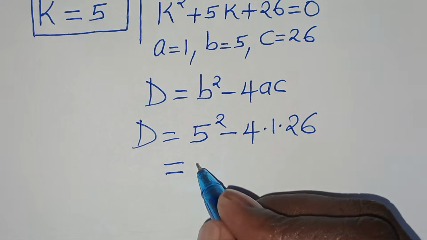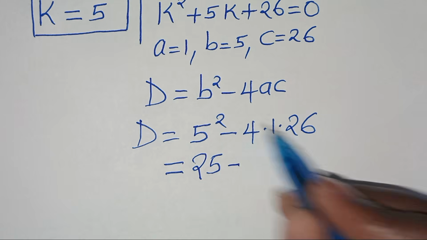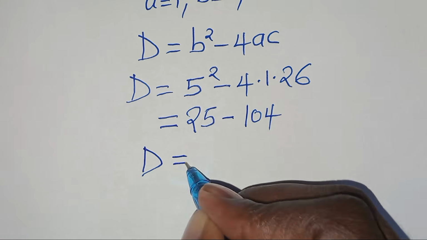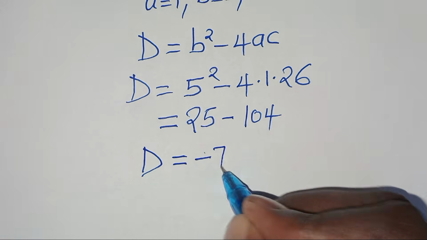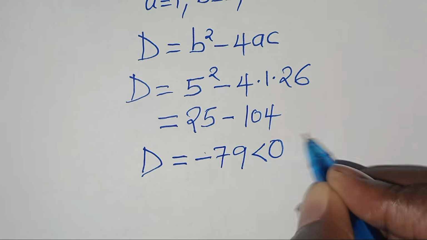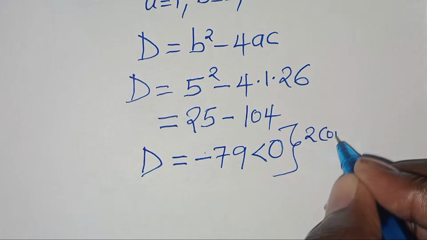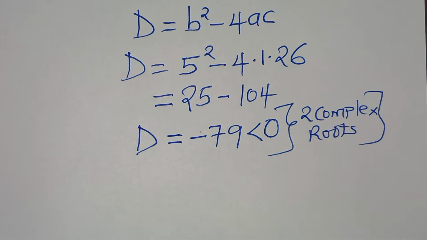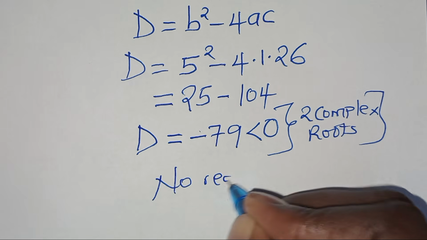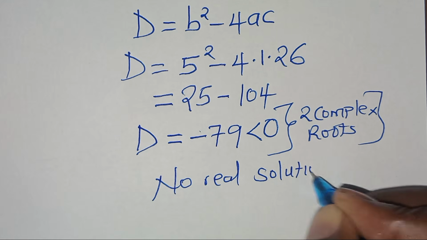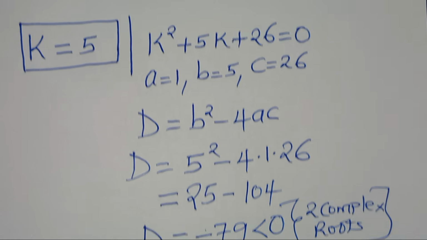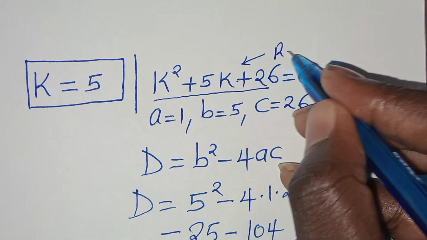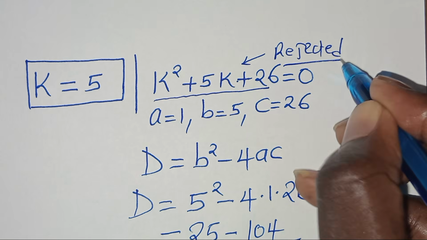Now we have 5 squared, this is 25, subtract 4 times 26, this is 104. So this means that the discriminant value is 25 minus 104, this is negative 79, and this is less than 0. So this means we have got two complex roots, and this means that there is no real solution that can be obtained from this quadratic equation here. So this quadratic equation is rejected.